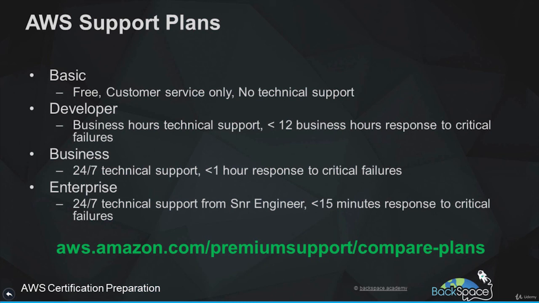So if you're a large enterprise, you may want a quick response to any problem. If your website, for example, has gone down, you would want to, at the very least, have a business level support plan, which is going to give you less than 1 hour response to critical failures. But you may also want to look at enterprise and getting that down to less than 15 minutes response to critical failures 24/7. If you want to find out more about the AWS support plans, just go to the AWS website at aws.amazon.com/premiumsupport, compare plans.